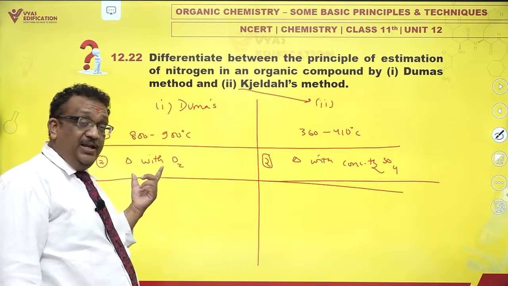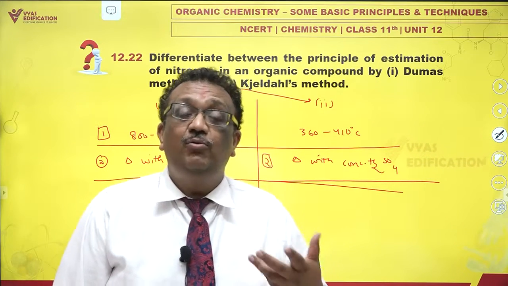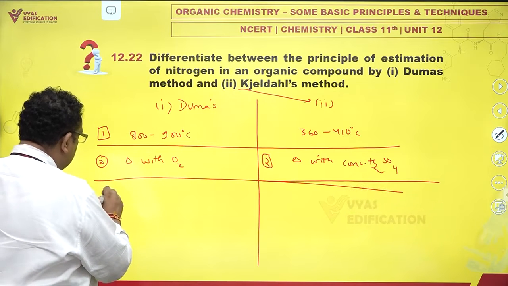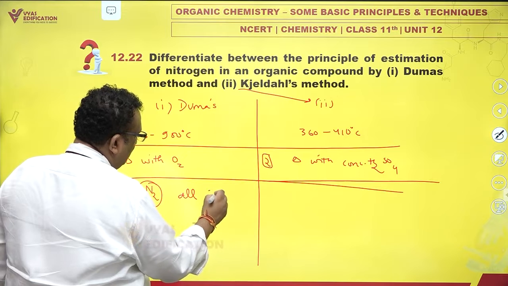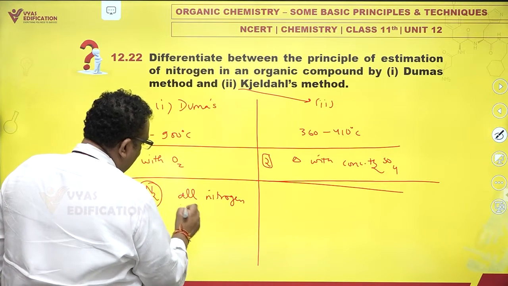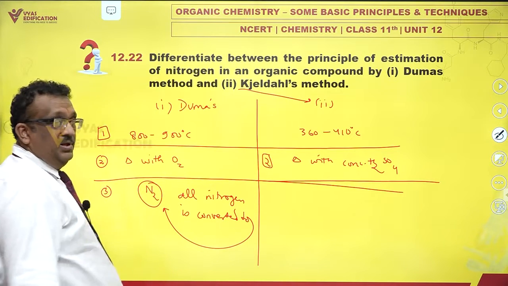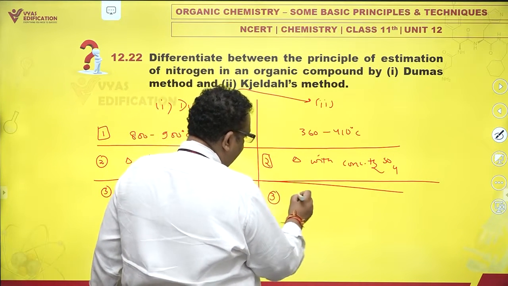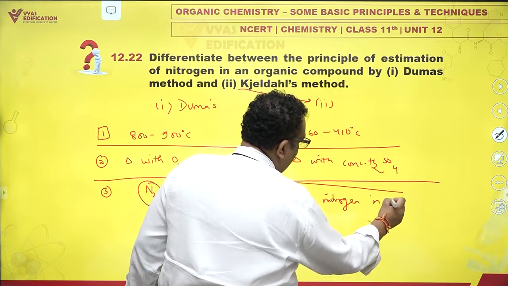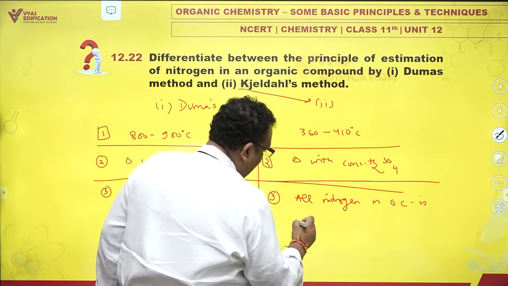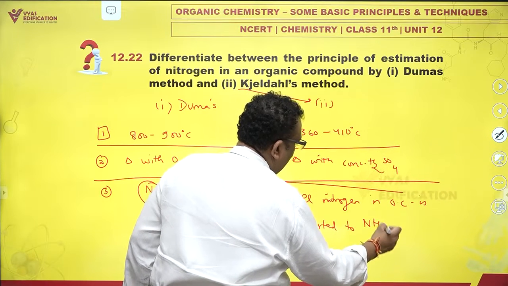So if you're heating any substance desperately with oxygen, what happens? This is an organic compound, it would burn. So nitrogen is oxidized to N2. All nitrogen is converted to N2. And in this case, all nitrogen in the organic compound is converted to NH4+.